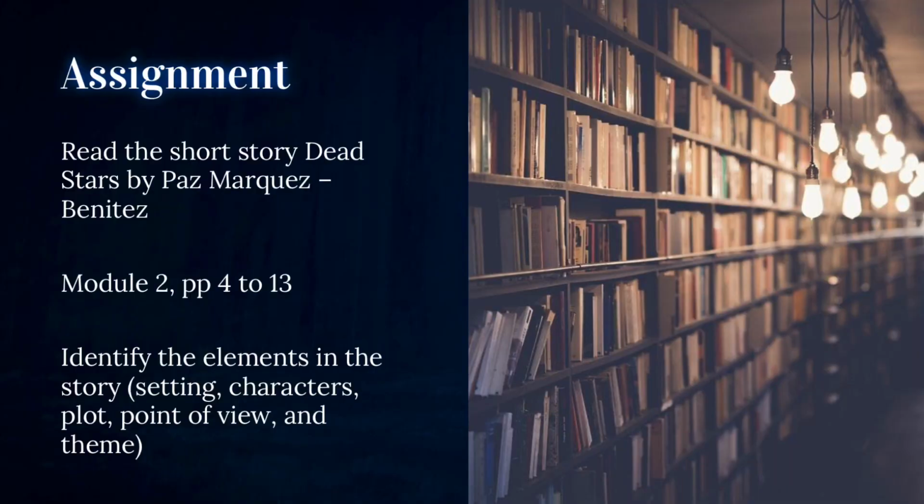And again, just like what I said, we already talked about it in the previous episodes. Now, as we continue our journey to understanding fiction, I want us to take a look at another story from Philippine literature in English. The title is Dead Stars by Paz Marquez Benitez. Read the story, and in our next episode, we will talk about the different elements of fiction again as applied in Dead Stars by Paz Marquez Benitez, and we will also take a look at characterization.